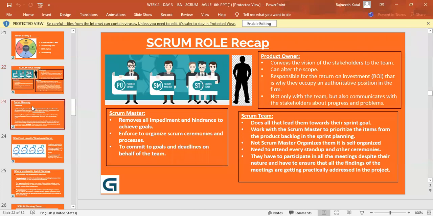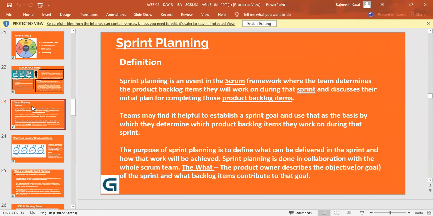Fine. Let's go to the next slide. So this is very important, and this is very interesting also, and quite simple to understand. So I'll just request Nabila to start with the first paragraph. It says, sprint planning is an event in the Scrum framework where the team determines the product backlog items they will work on during the sprint and discuss their initial plan for completing those product backlog items. We'll go step by step.